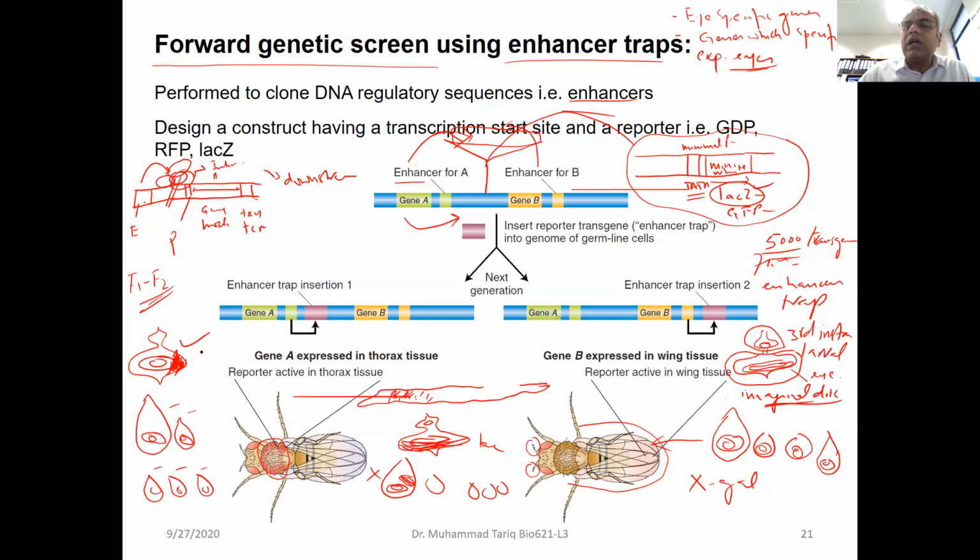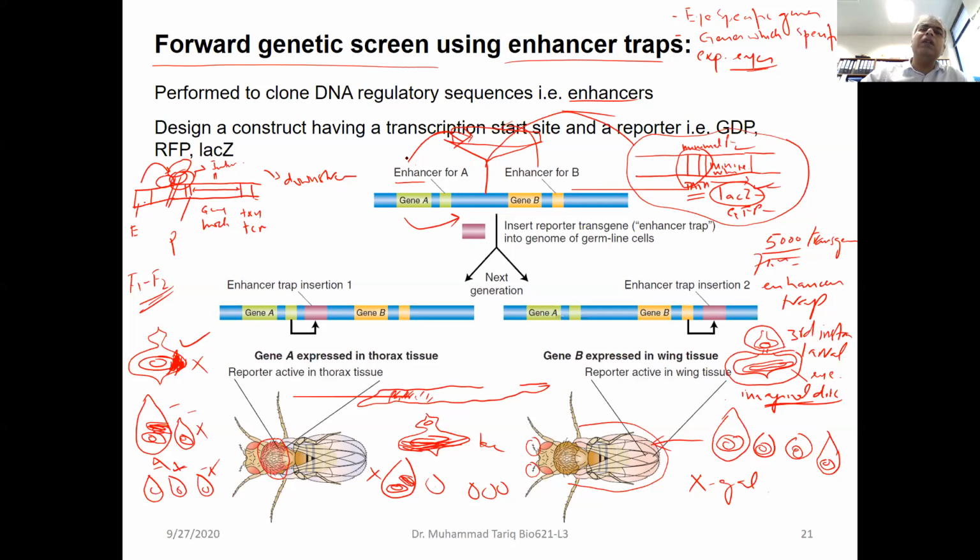This is your target. Similarly, if you are interested in wing specific, you are looking for staining patterns in which only the wing shows staining and none of the others do. So that's how people have cloned enhancers as well as promoters. Those screens are called promoter traps, in which you don't have even a minimal promoter. Here you had a minimal promoter. In the case of promoter traps, you will not have even a minimal promoter, just your gene of interest.